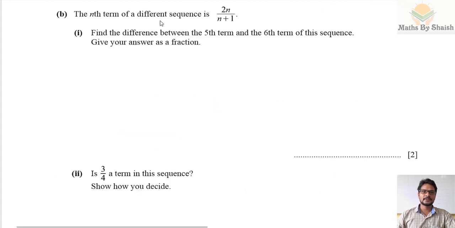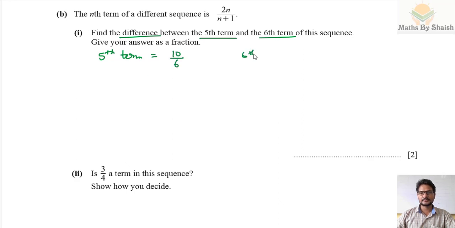The nth term of a different sequence is 2n over n plus 1. Find the difference between the 5th term and the 6th term of this sequence. First of all, we will find the 5th term and 6th term, then we will talk about the difference. The 5th term is going to be 2 times 5, that is 10, over 5 plus 1, 6. And the 6th term is going to be 6 2s are 12 over 6 plus 1, 7.